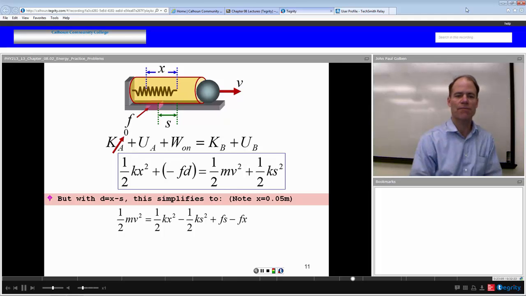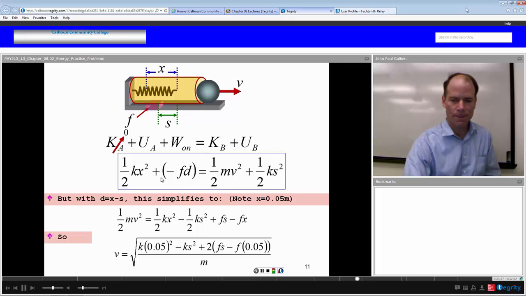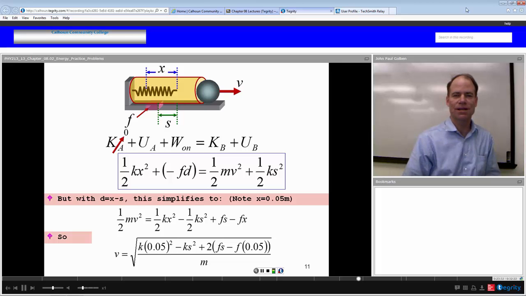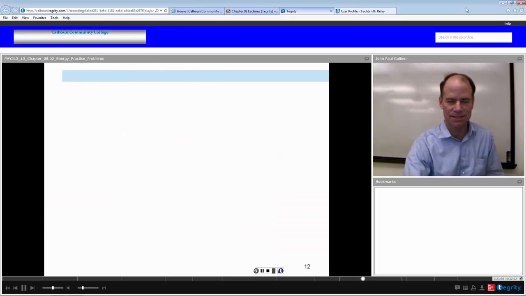We now have 1/2 mass times the velocity of B squared is equal to 1/2 kx squared, which is a definite value, minus 1/2 ks squared, which is a variable value, plus F times S minus F times X. S is our variable. Solving for the velocity as a function of our variable S, we have velocity is equal to the square root of k times 0.05 squared minus ks squared plus 2 times F times S minus F times X, which is 0.05 meters, all divided by the mass. Alright, so we have our velocity in terms of a variable distance S.